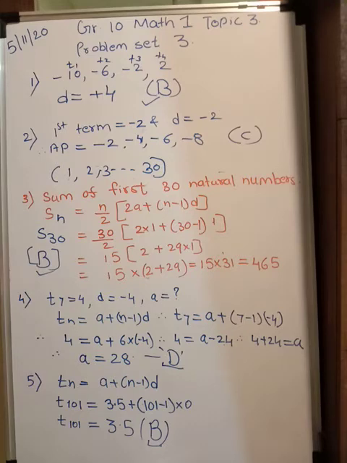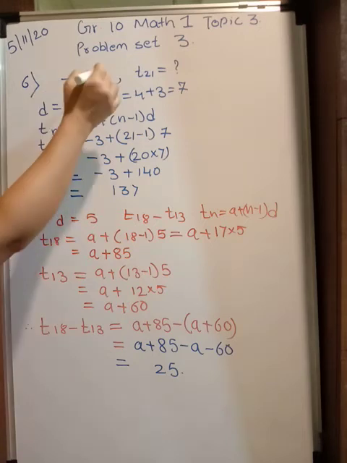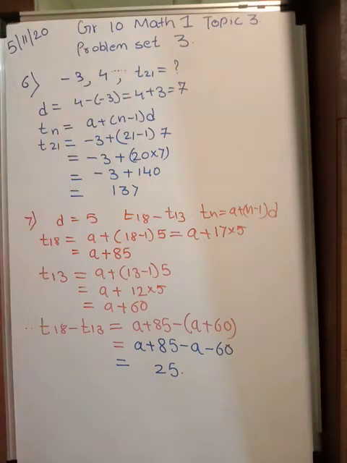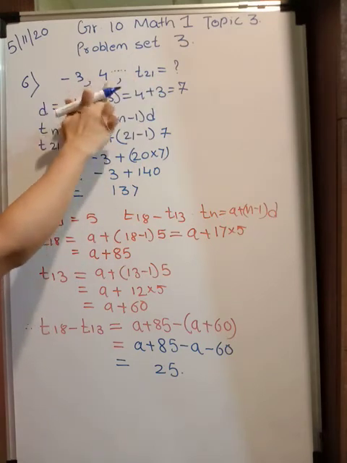Let's go to the next problem. 5 we have seen. Now look at the sixth question, students. In an AP, the first two terms are minus 3, 4. Then the 21st term is dash. This is an AP. So first is minus 3, second is 4 and so on. This is an AP. We have to find T21. Now see, the first two terms are given.